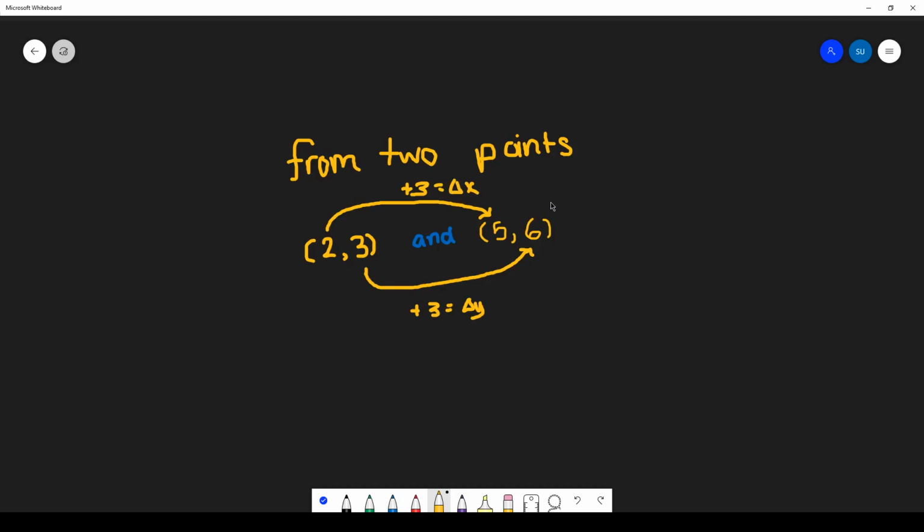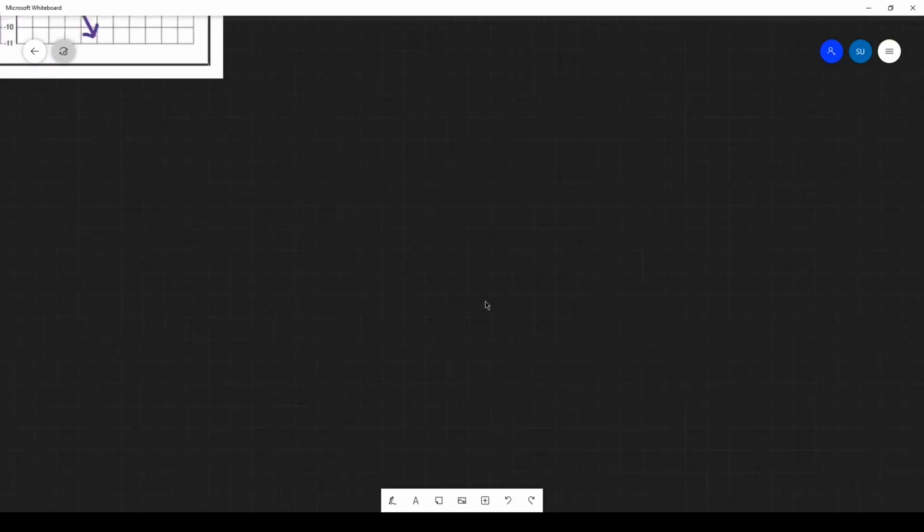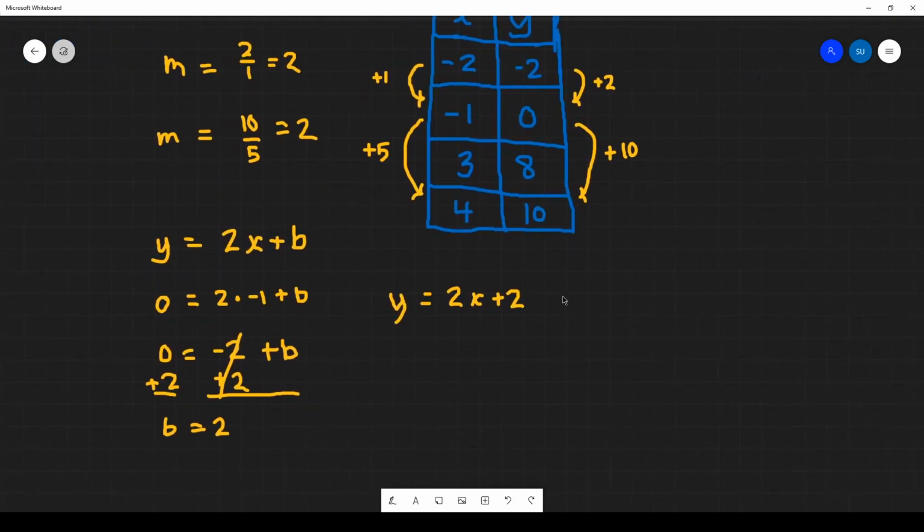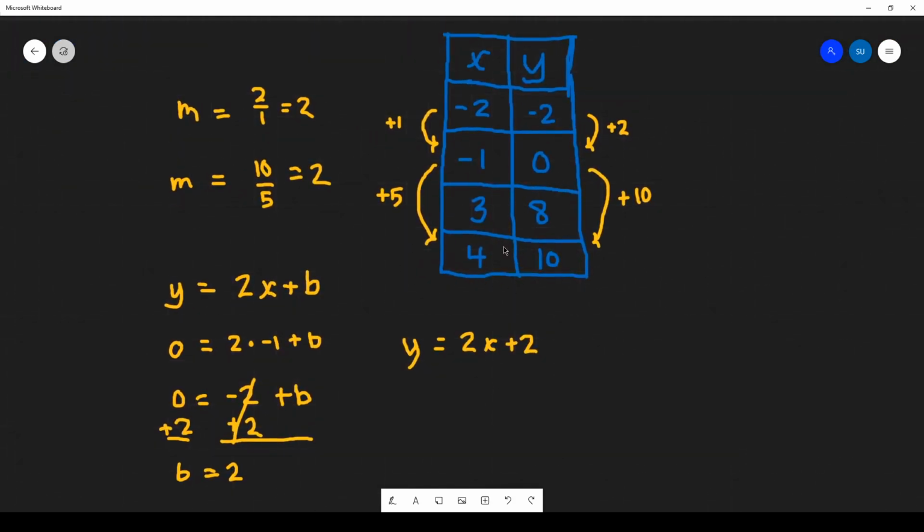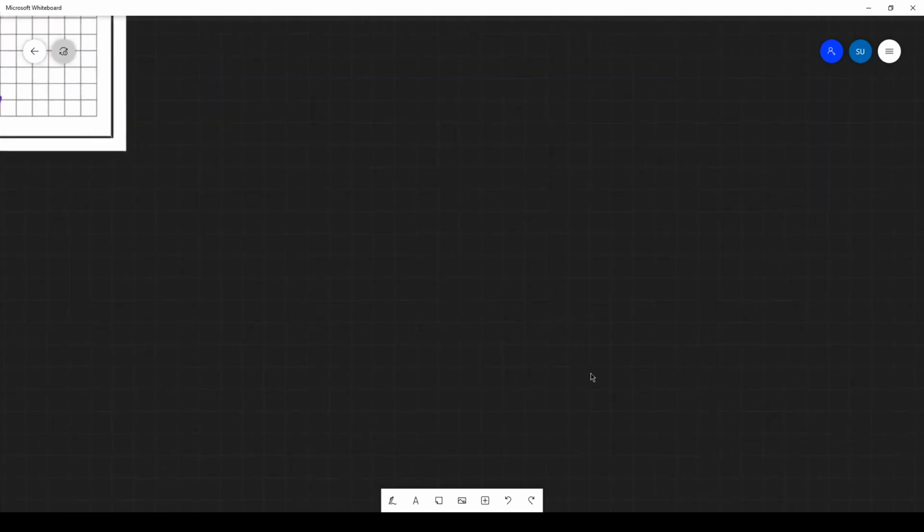Now we can calculate the slope. So m equals delta y over delta x, so 3 over 3. And it's nice and simple. We get a slope of 1. And now, to find the y-intercept, we can recall the strategy that we used back here of plugging one of the points back into the equation to get that y-intercept.